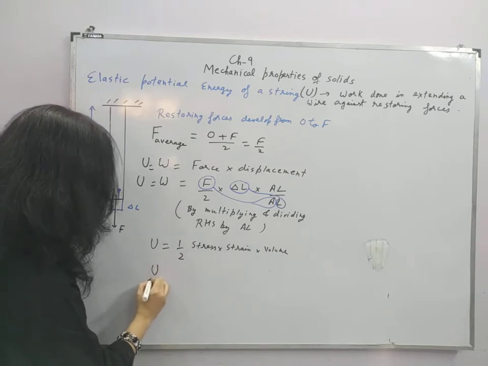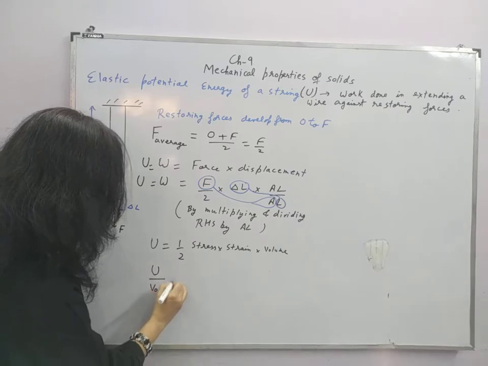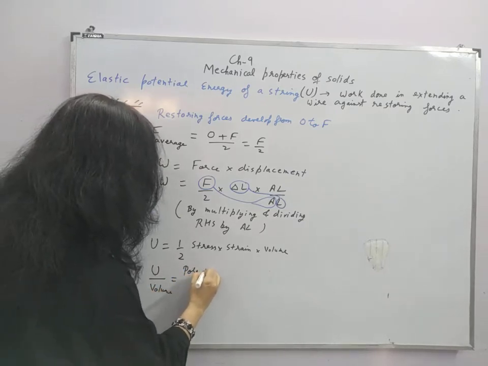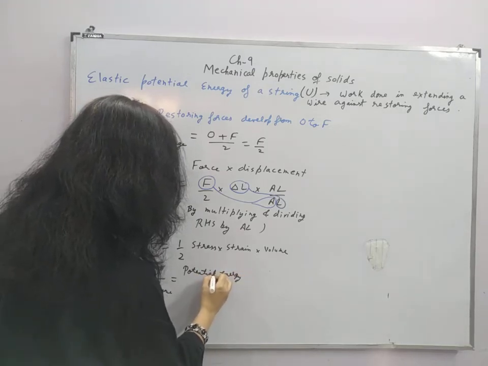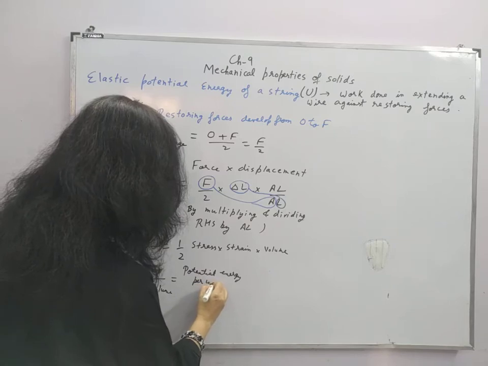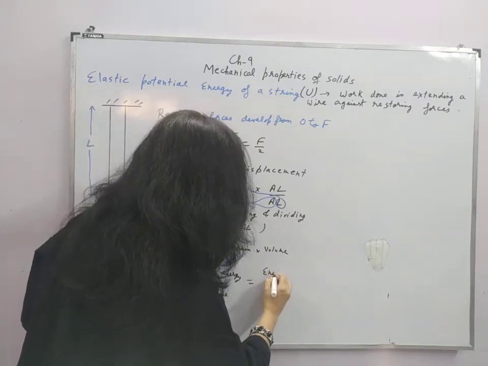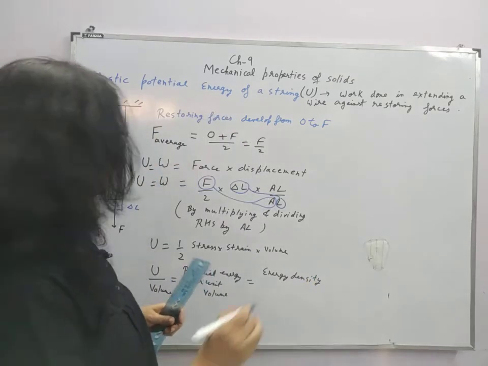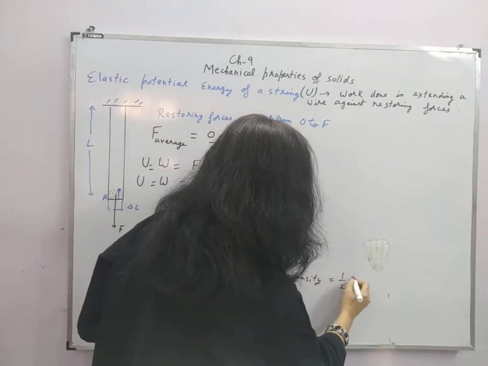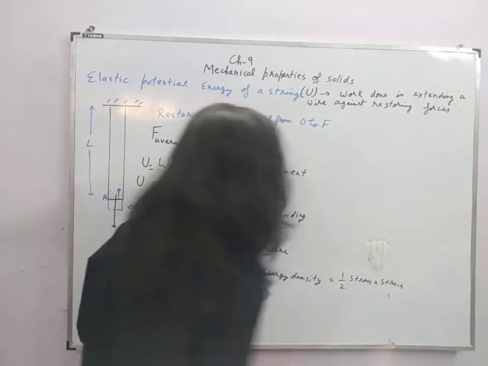So if we talk about U upon volume, that means potential energy per unit volume, this can be called the energy density of the wire, and this can be written as half stress into strain. This is one form.